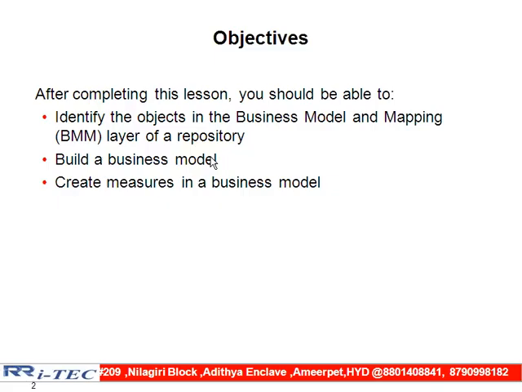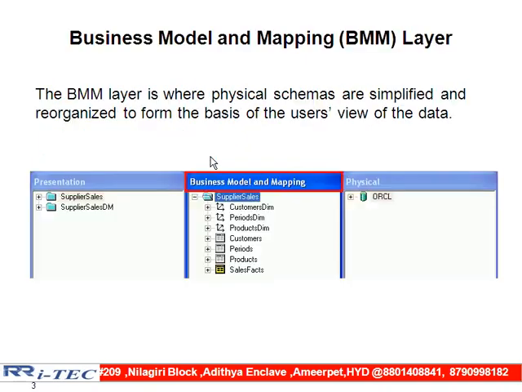Yes. First one is the objective. We need to understand by the end of this: identify the objects in the business model and mapping layer of a repository. Are you in a position to identify the objects or not? Next, build a business model. We need to understand how to build the business model. We already built one business model called sales. Third one is creating measures in a business model. We know how to create the measures in a business model.